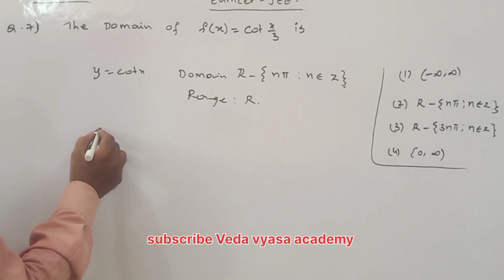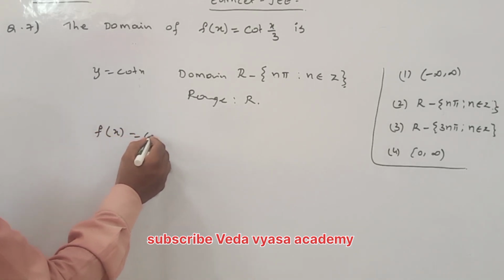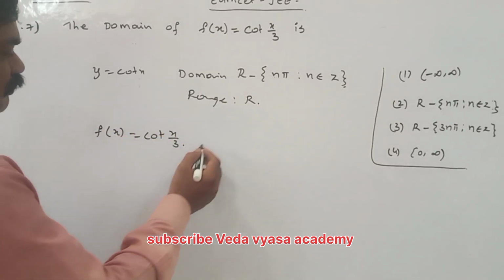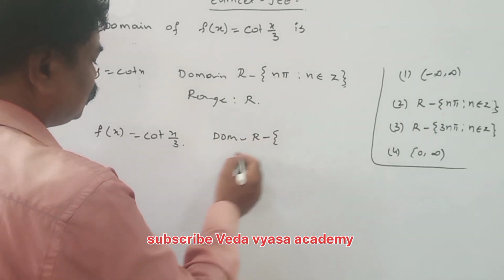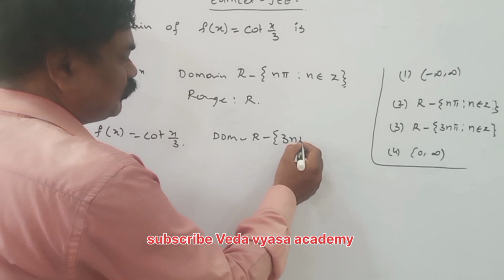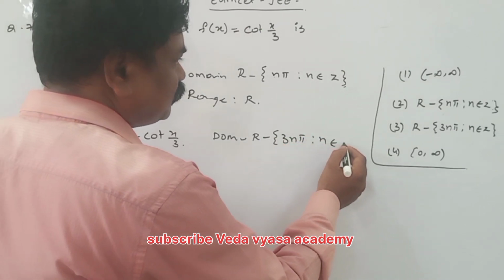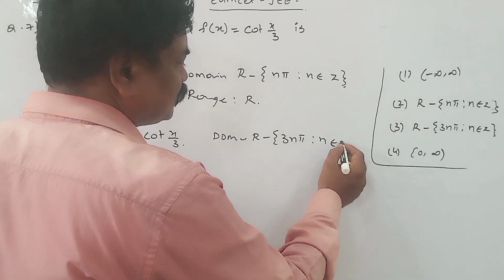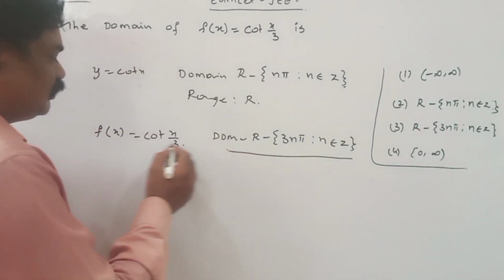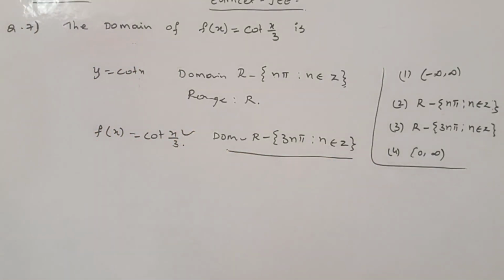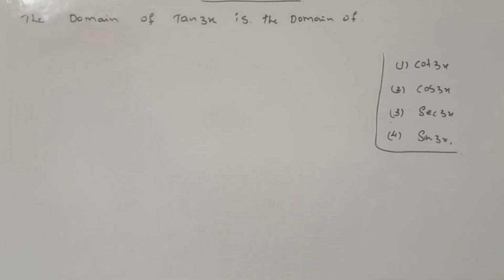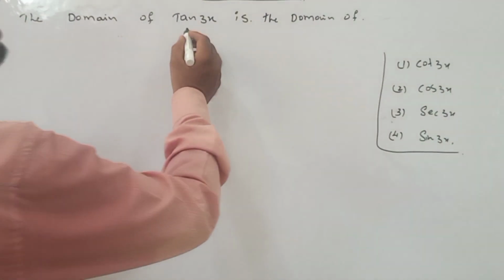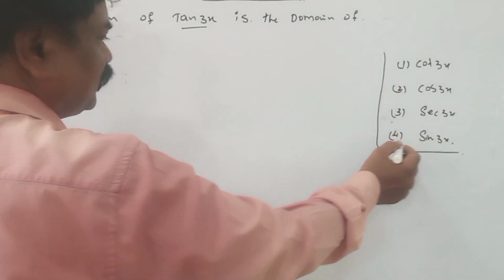So here, given f(x) = cot x by 3, what is the domain here? R minus the set 3n pi such that n belongs to Z is the domain of cot x by 3. Here we have one more problem. The domain of tan 3x is the domain of this.